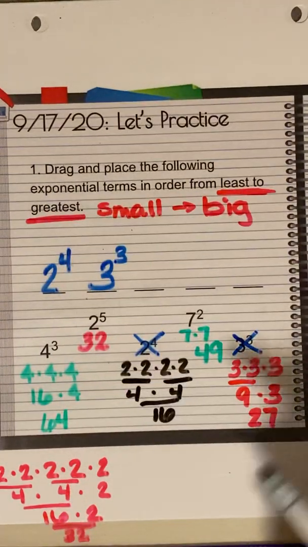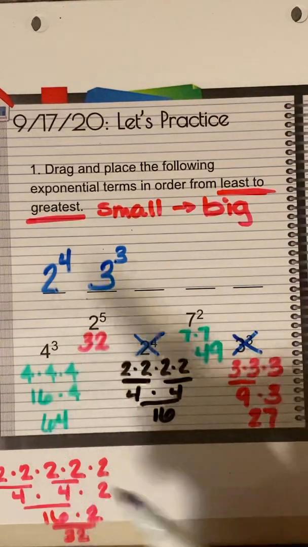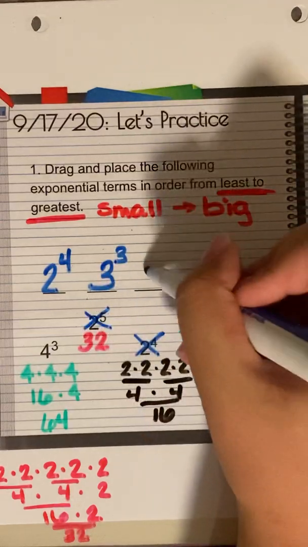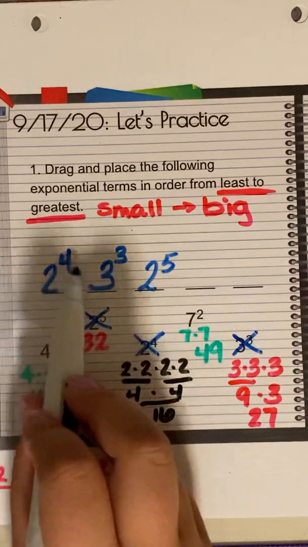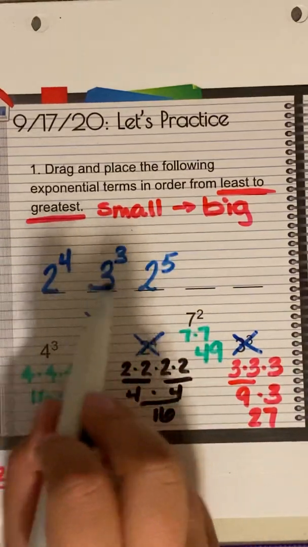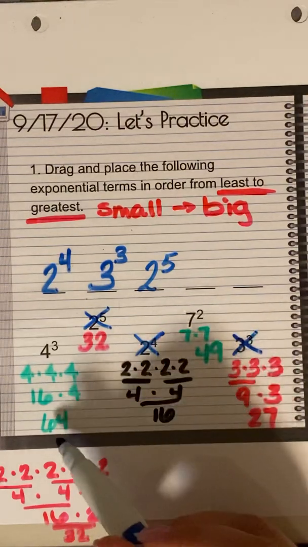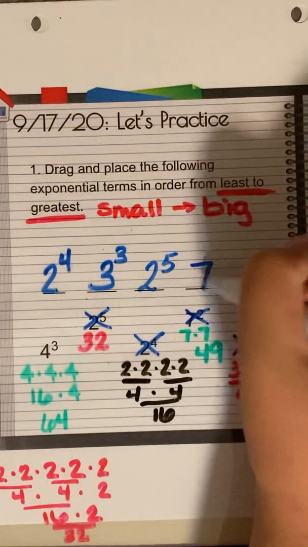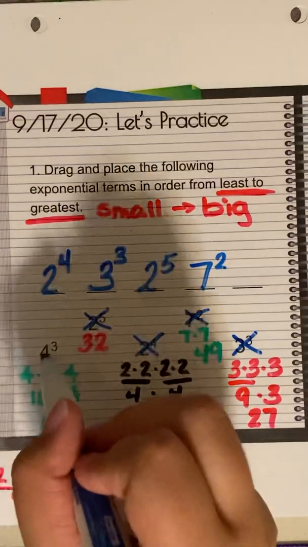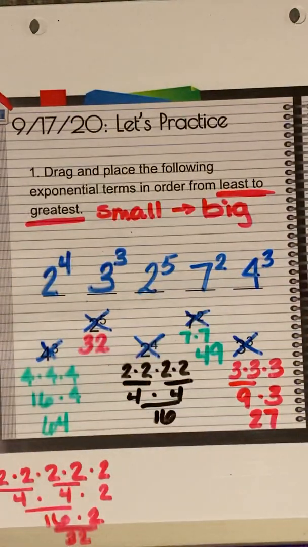How about the next one? We have either 49, 32, or 64. Well, 32, so 2 to the 5th power. Notice how 2 to the 4th power and 2 to the 5th power have a different exponent between them. That's pretty cool. All right, now 64 or 49. 49 is smaller, so 7 to the 2nd power, or 7 squared. And then finally, last but not least, we have 4 to the 3rd power, or 4 cubed. So those are in order from least to greatest.